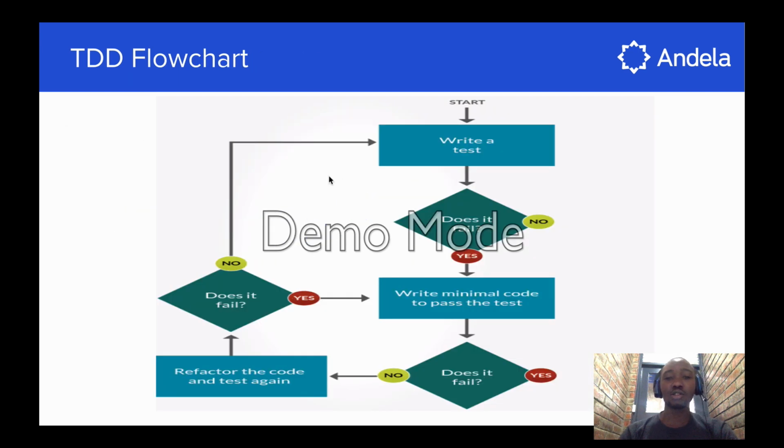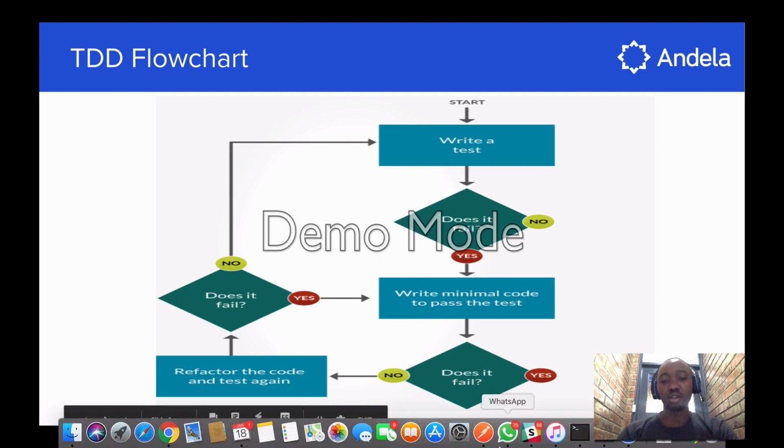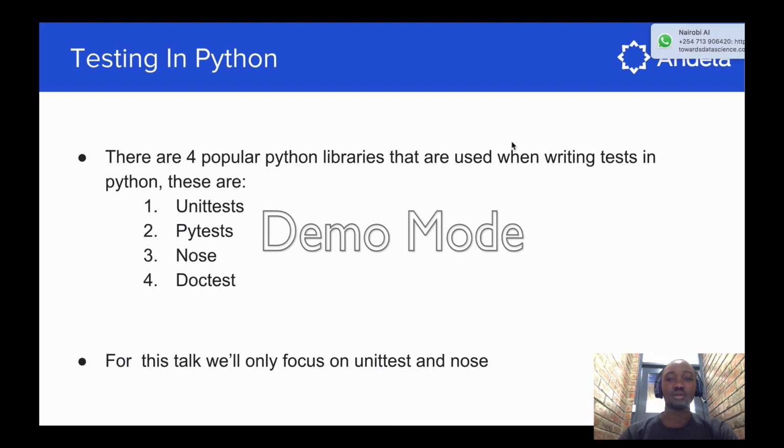Okay, so this is just a flowchart. Write the test, which will fail. Write the minimum code. If the test fails, you need to rewrite and refactor the code, and test again, just in that loop. If the test doesn't fail, it's okay. Yeah, nothing much more to talk about.